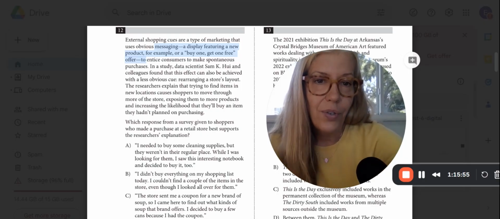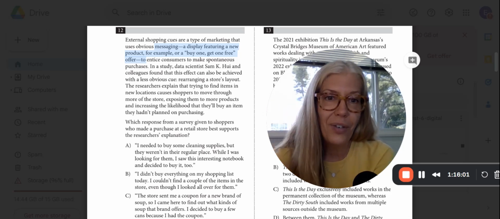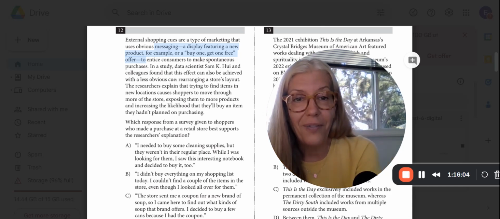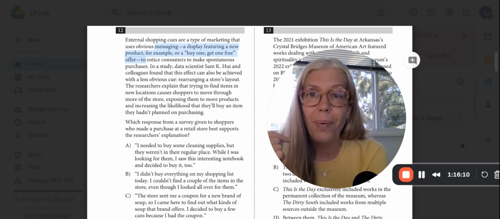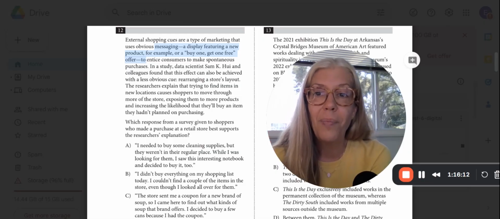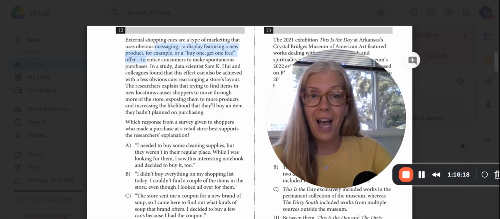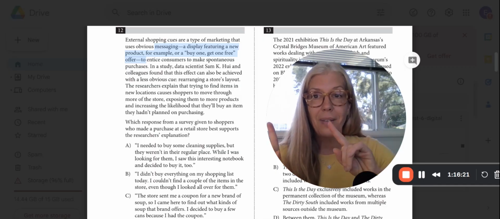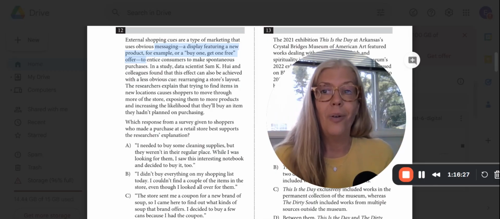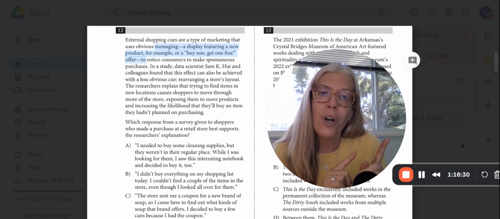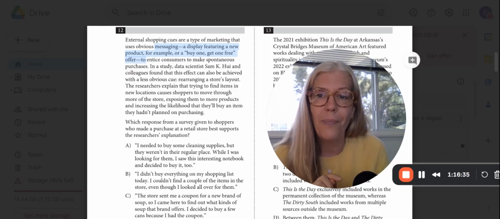This M-. So a display featuring a new product, for example, or a buy one, get one free offer. Now, here's the deal. This is a true or positive. If I get rid of it, the sentence still makes sense. So external shopping cues are types of marketing that use obvious messaging to entice consumers to make spontaneous purchases. Understanding that that's what an M- is. It's yapping about the subject just before, the obvious messaging, but you can pull it out and the sentence still makes sense. That right there is key. We're almost to the grammar section, and there are questions on the grammar section, so you have to know that.